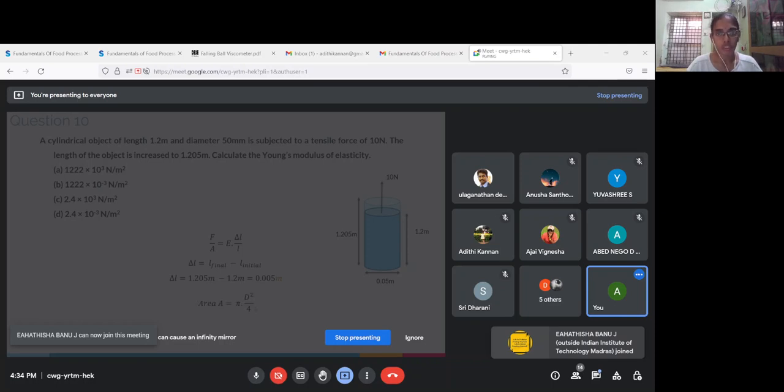So area is cross sectional area because you're giving a tensile force on that particular face of the object. So area is the cross sectional area given by pi d square by 4. So your area should come out to be 1.96 into 10 power minus 3 meter square. Is anybody calculating? Shall we move on to the next step? Yes, ma'am. Okay.